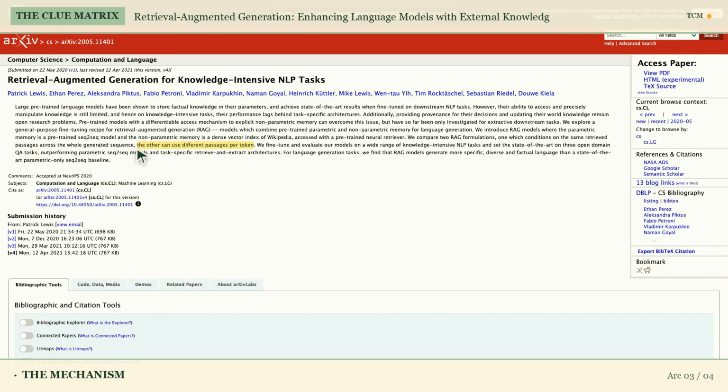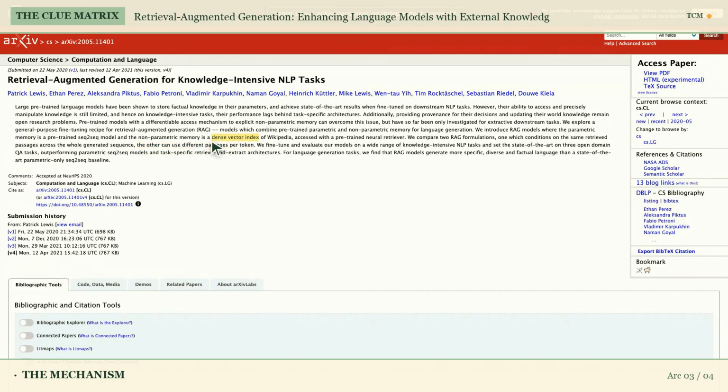The second, more dynamic formulation, the other can use different passages per token. This means the retriever can pull new, relevant information for each word or phrase it generates. That's much more adaptive. The chef can look up a new technique for the frosting, then a different one for the cake layers as they go. It sounds more powerful, but also more complex.